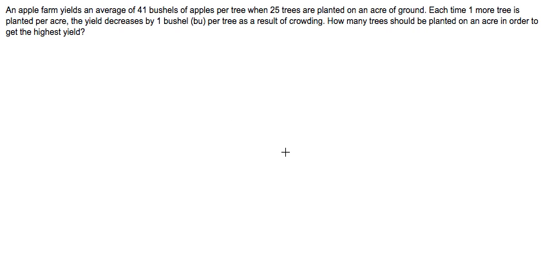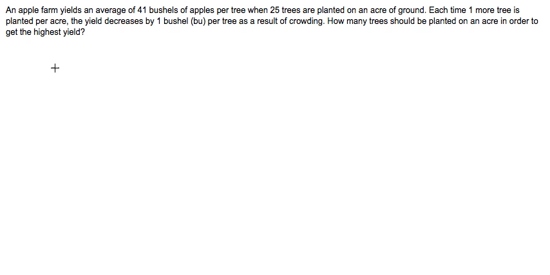So an apple farm yields an average of 41 bushels of apples per tree when 25 trees are planted on an acre of ground. And each time one more tree is planted per acre, the yield decreases by 1 bushel per tree as a result of the crowding. So how many trees should be planted in order to get the highest yield?